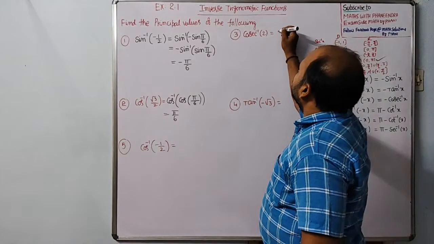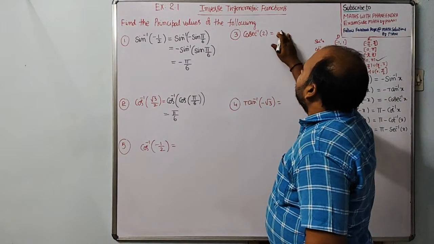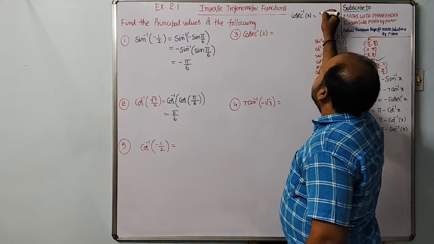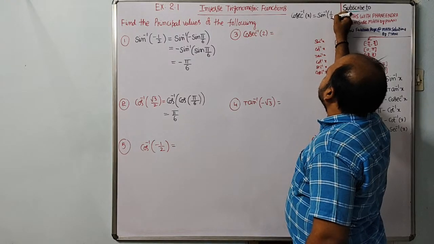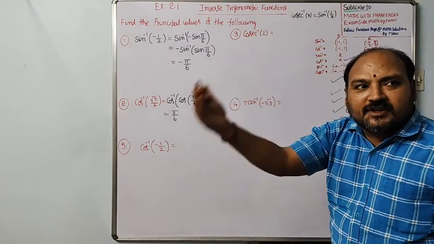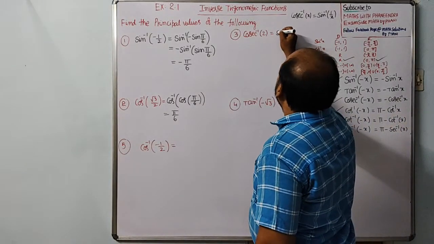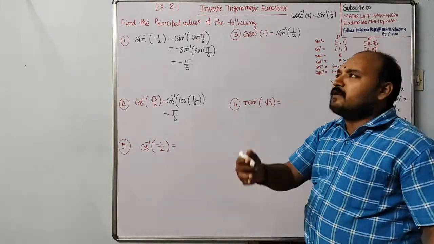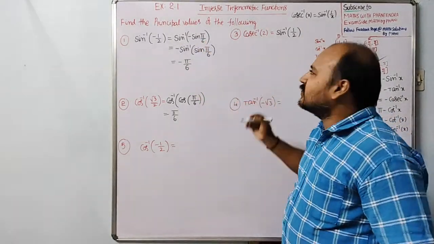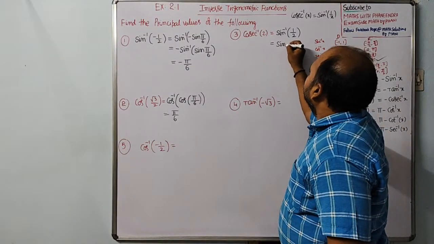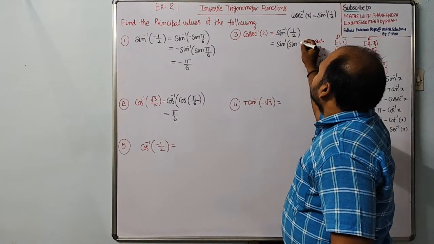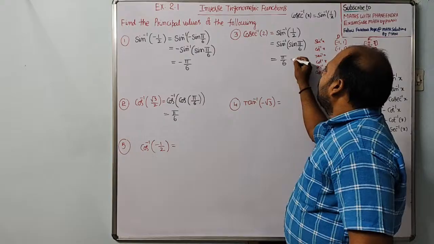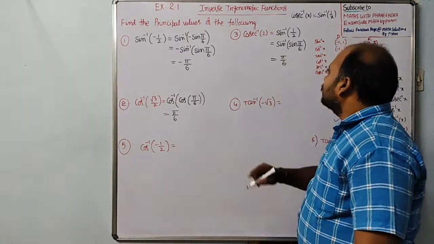Come to question number 3. Cosecant inverse of 2. We know the formula for cosecant inverse: cosecant inverse of x is equal to sine inverse of 1 by x. Based on that, sine inverse of 1 by x means 1 by 2. So 1 by 2 in terms of sine, for what angle does it come? Sine pi by 6 only, no? So sine inverse of sine pi by 6 is pi by 6. We got the answer.